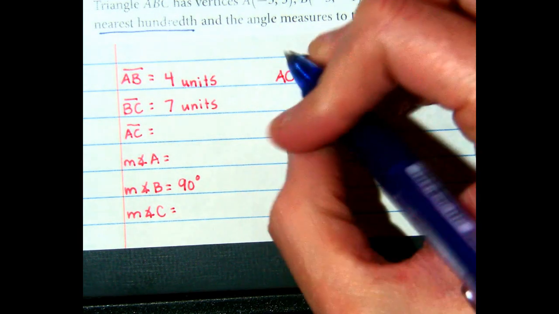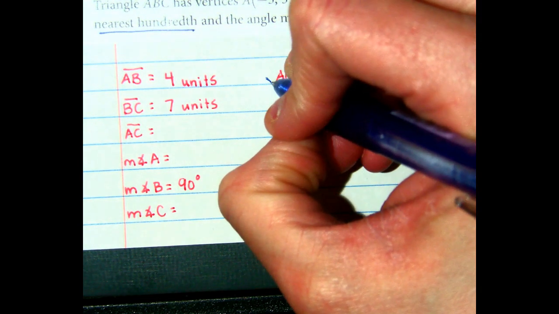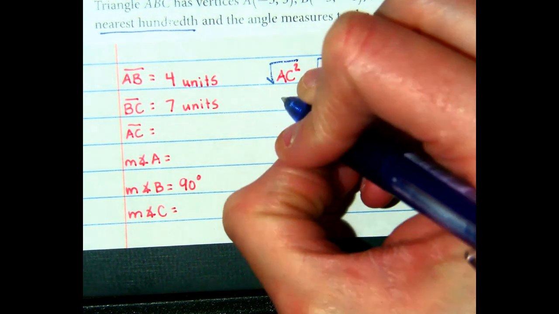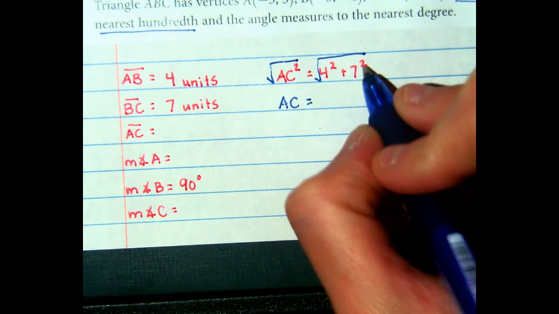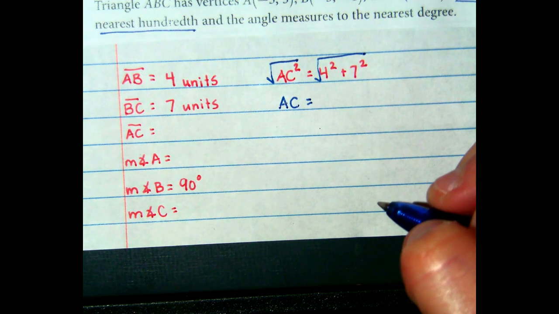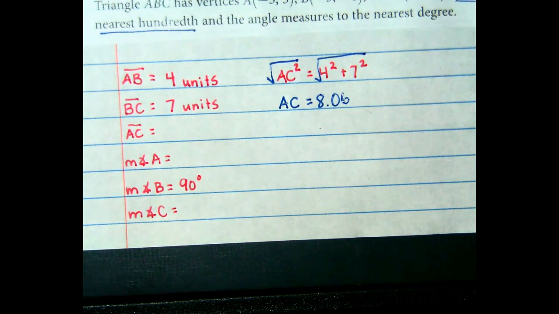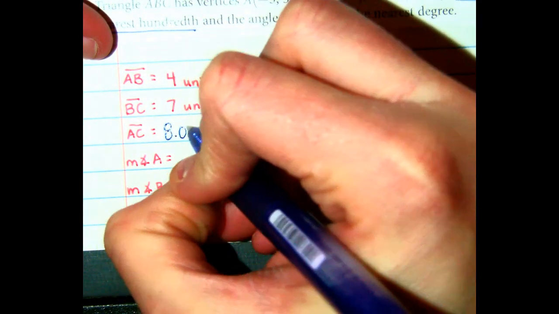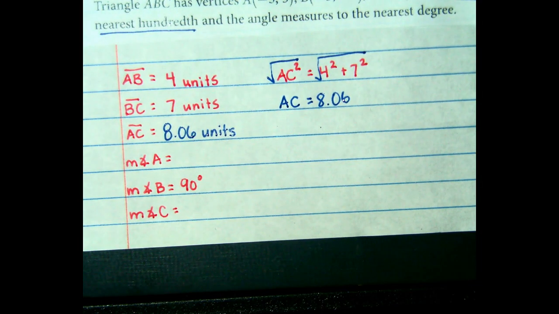So, before I actually get this together though, what am I going to need to do to get AC by itself? Square root. So, I need you to find out what AC is if you're typing in the square root of 4 squared plus 7 squared. 8.06 units. I've still got to find the measure of angle A and the measure of angle C. That's where I'm probably going to need some trig.